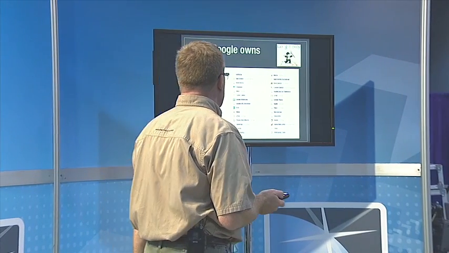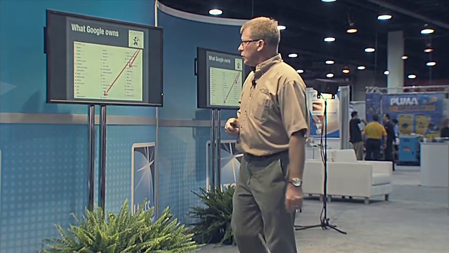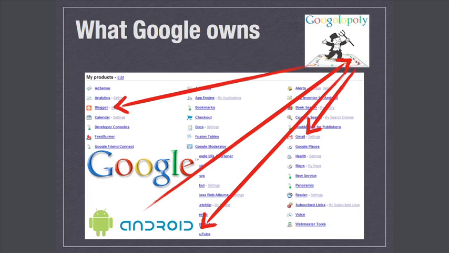Let's look at what Google owns. Google owns a whole bunch of things. They own YouTube. YouTube's a social media channel. There's a presentation tomorrow on YouTube. They own Gmail. They own Blogger. You can blog right there. This is important because Google owns Android, as we said.